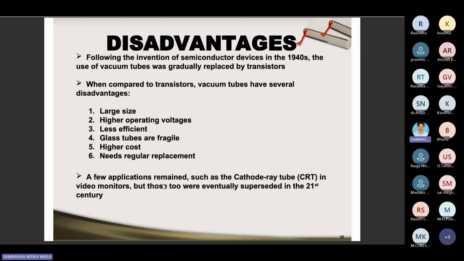So some applications are still using these vacuum tubes. Examples are cathode ray tubes, CRT, in the video monitors, but those were also eventually suppressed in the 21st century. The olden TVs, not the LED TV, before that, cathode ray tube TVs, olden TVs used the cathode ray tube. Okay, you can search on the internet also. CRT monitors. Okay, you can visualize the examples.